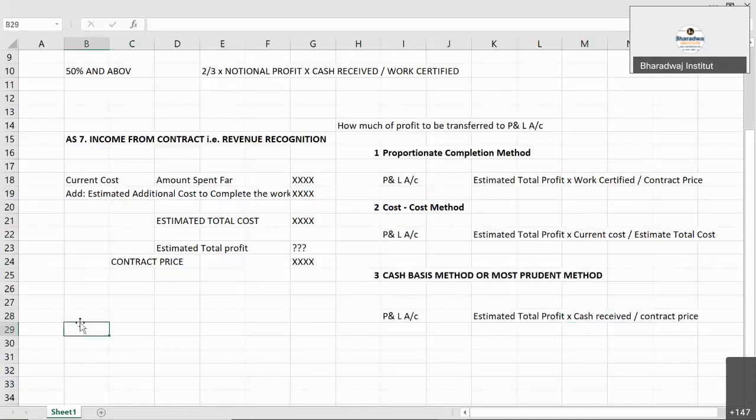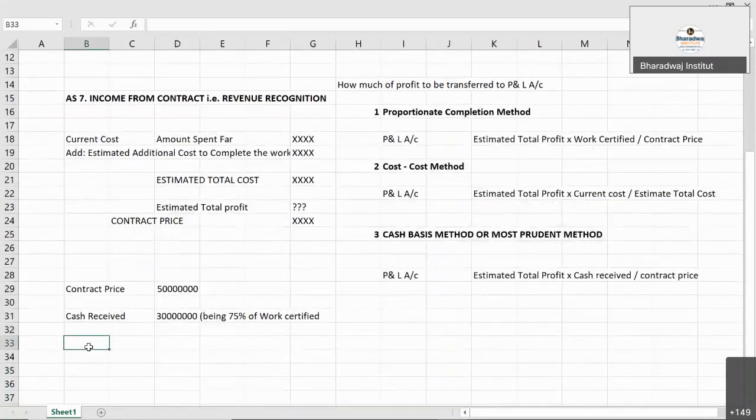So we'll do a problem. Take it along with me. Contract price 50 lakhs. Cash received 30 lakhs, being 75% of work certified. Okay.